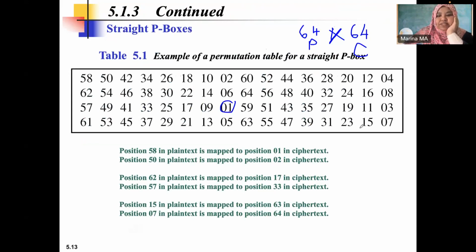One more. 2 more. So position number 15 in plain text is mapped to position 63, because this is 63, this is 64. So position 7 in plain text is mapped to position 64, the last position in ciphertext. A lot of practice. You must do a lot of practice to become familiar with P-boxes and how to read them. If you're confused, draw the arrow.